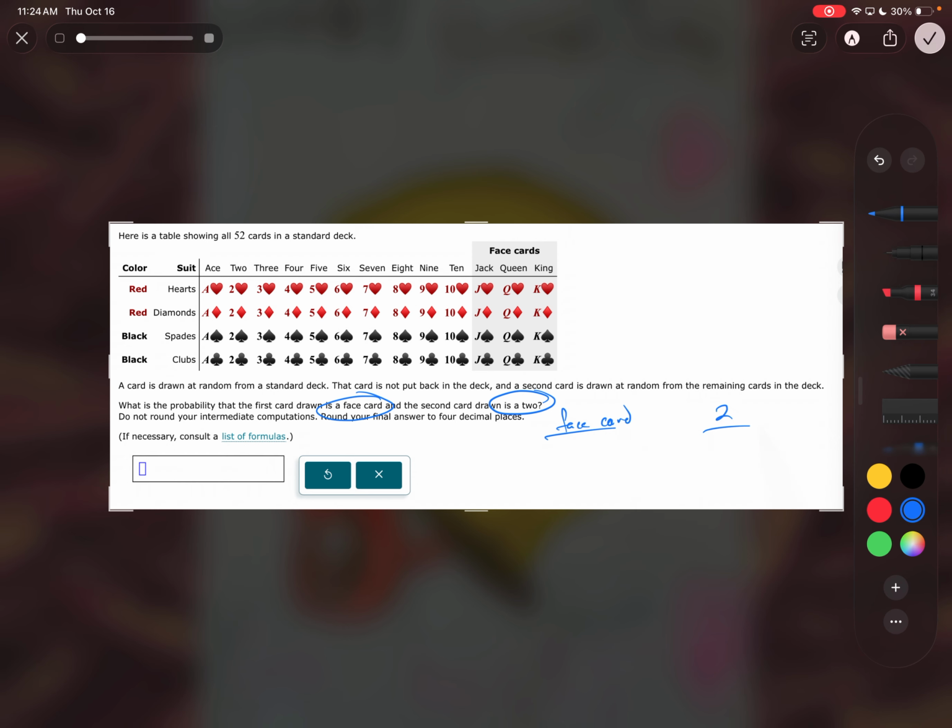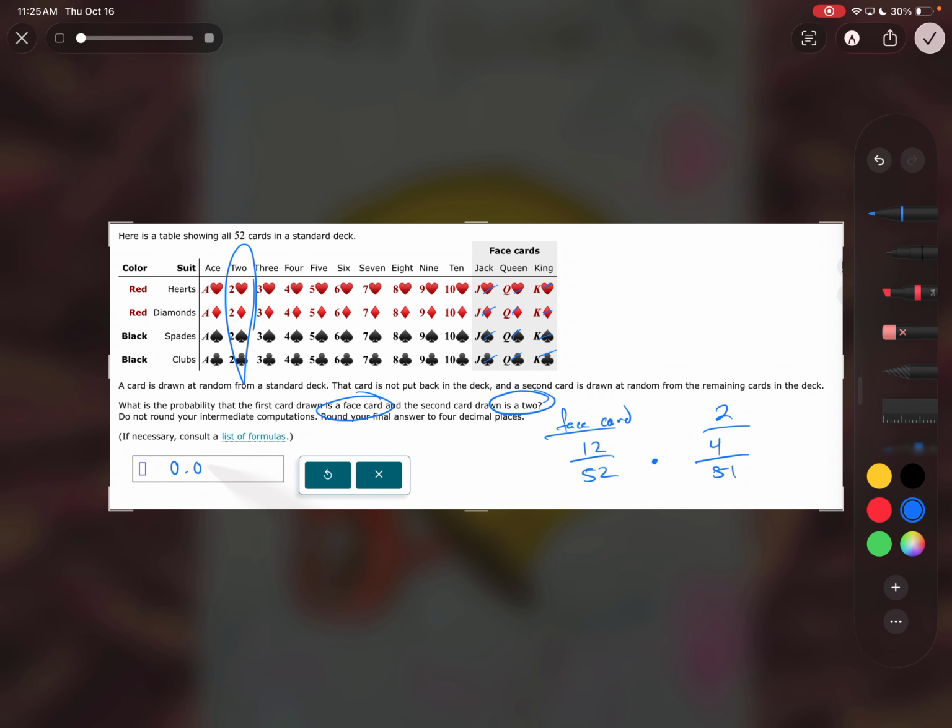So my face card, how many face cards are there? There are 1, 2, 3, 4, 5, 6, 7, 8, 9, 10, 11, 12. 12 out of 52, right? I don't put that back in the deck, so there's only 51 this time. And now I have the 2s, there are 4 of them. And then you multiply them. So think about your face cards. You don't put it back in, so you do 4 out of 51. So 12 times 4, divided by 52, divided by 51.